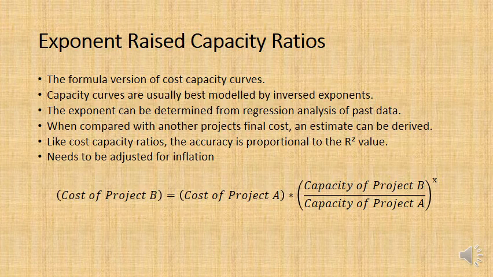Now, the advantage of doing this compared to a cost capacity ratio is that it's useful if you have a very particular project and there aren't lots of other projects of the same type, because you only need to compare it to one other project. So project B is being costed according to project A, for example. So that's one advantage the exponent raised capacity ratio has over a cost capacity curve estimate method.